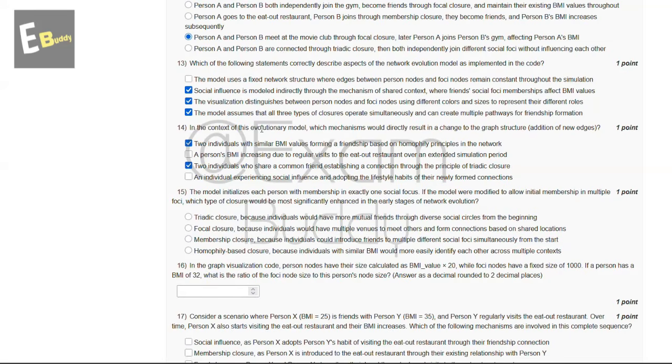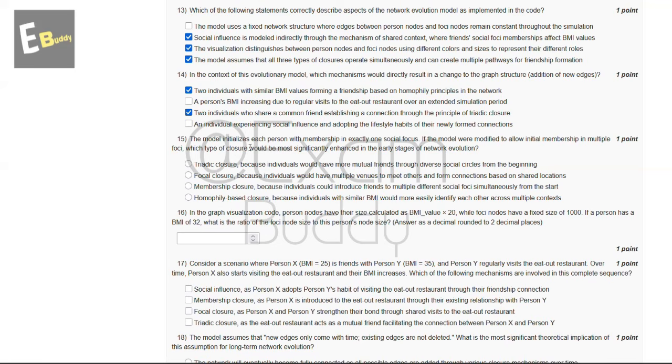And now let's go to our question number 15. The model initializes each person with membership in exactly one social focus. If the model were modified to allow initial membership in multiple foci, which type of closure would be most significantly enhanced in the early stages of network evolution? So these are the options and the answer of our 15th question is B. Focal closure, because individuals would have multiple venues to meet others and form connections based on shared locations.